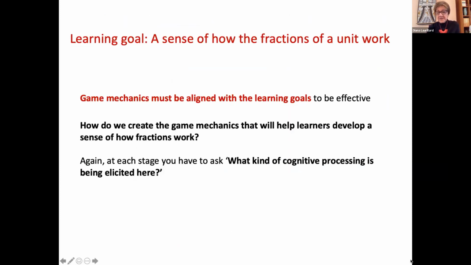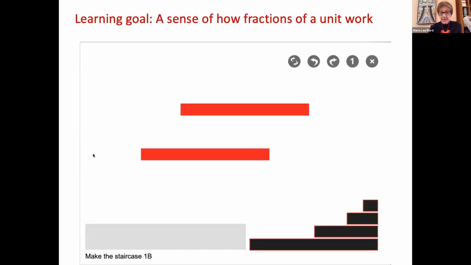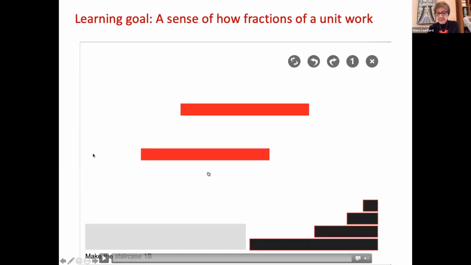Well, what about the cognitive goal of how do fractions work? Well, again, using the constructionist approach, we try to align the game mechanics with the learning goal. And that means, again, asking what kind of thinking we want to elicit from each of the learner's actions. Well, here we're working with different objects. These are unit rods, and the game mechanic now is combining and splitting fractions of that unit to construct a given staircase.